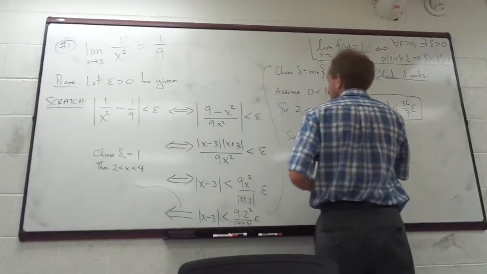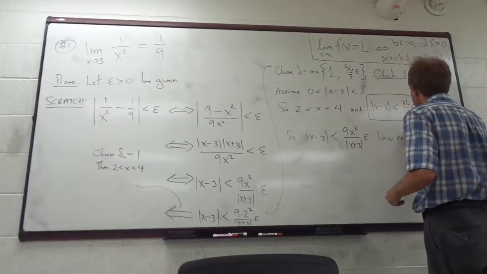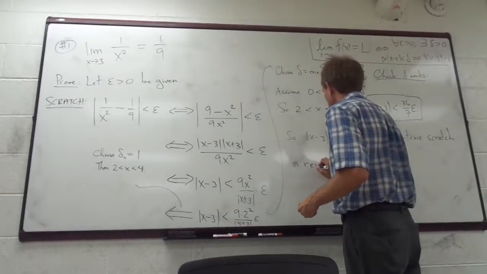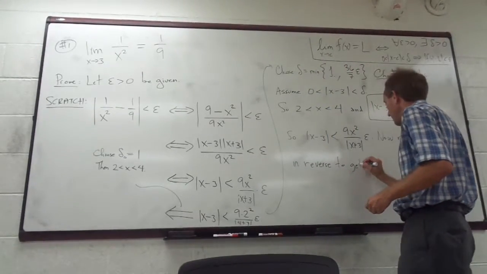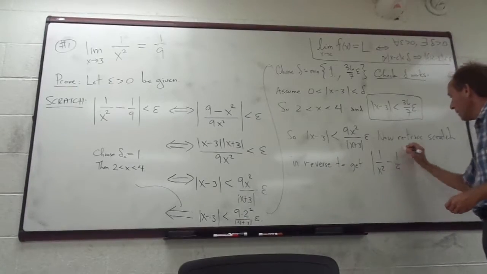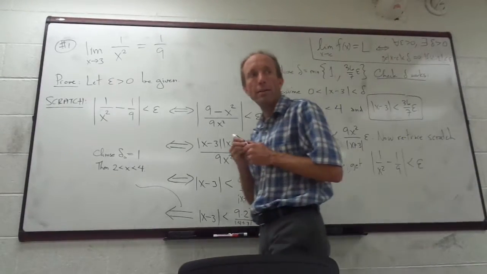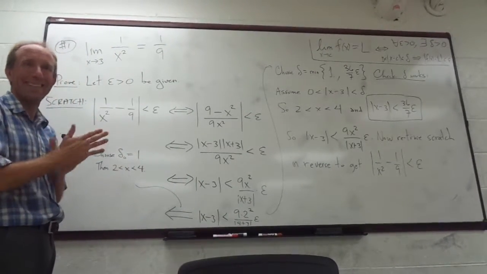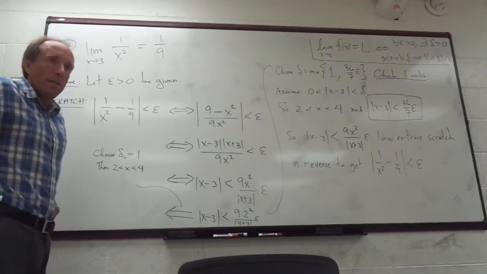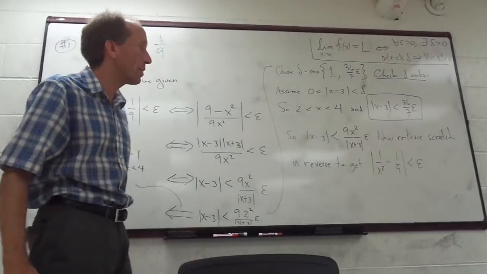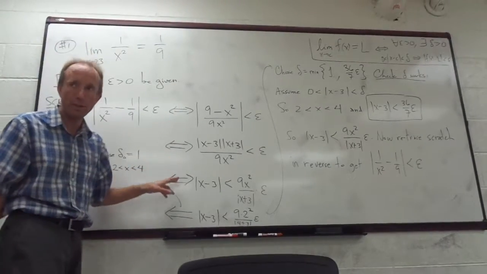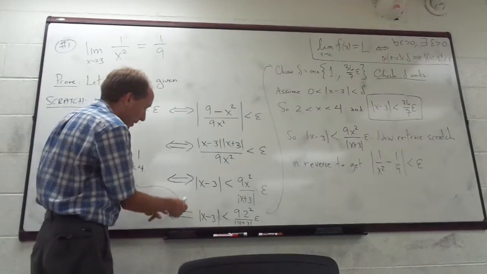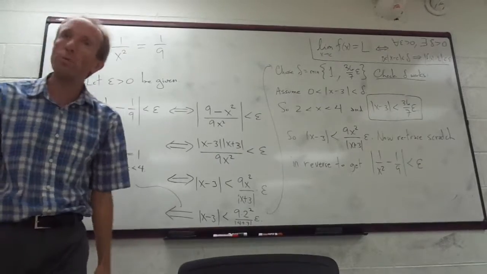Okay? So now, retrace the scratch work in reverse to get the absolute value of 1 over x squared minus 1 over 9 less than epsilon. Okay, so that's how that works. You getting comfortable with these arguments? Can we say this statement in an exam? Yes, absolutely. Retrace the scratch work in reverse, as long as you have connectives here. But one thing I see is people just writing statements with no connectives, and I need to know what steps are going forwards and which ones are going backwards.